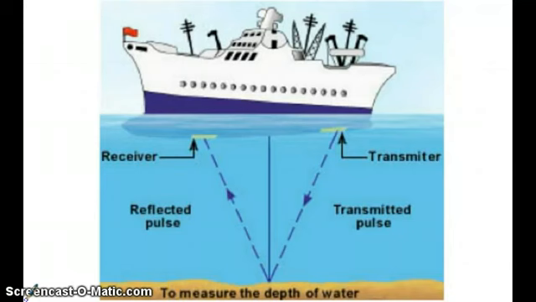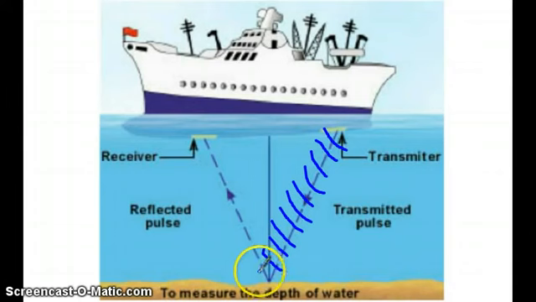In the image before you, we have one variation of how sonar can be used. So you have a ship which has a transmitter and a receiver on it. Now, the way it works is that we send out a pulse or a ping. As you can see, it will go down in a single direction. Now, the speed of sound is constant, so it stays the same, it doesn't change.